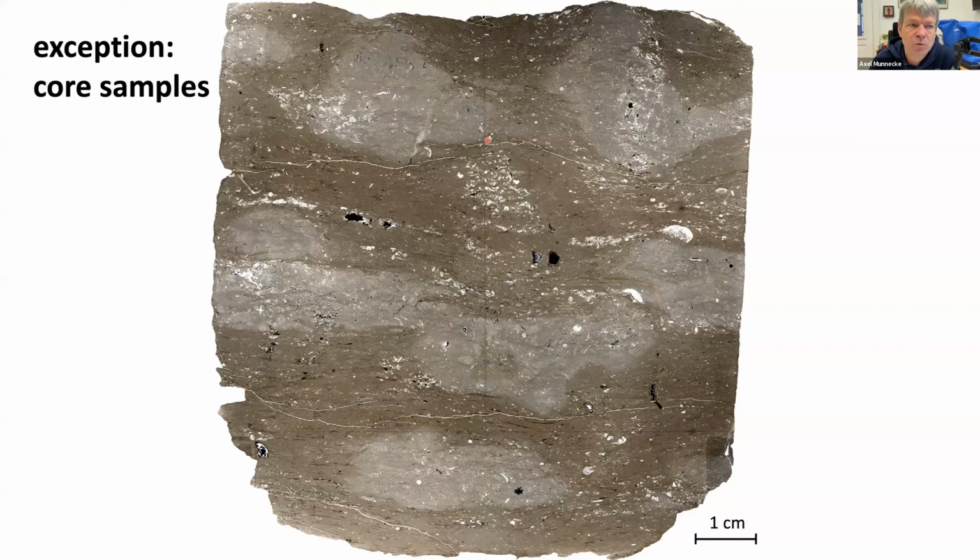Here, this is an example from a core. If you want to make a thin section that also shows the marl, the best possibility would be core samples where the marls are still not weathered. So this is a nice example of a nodular limestone marl alternation from a drill core.